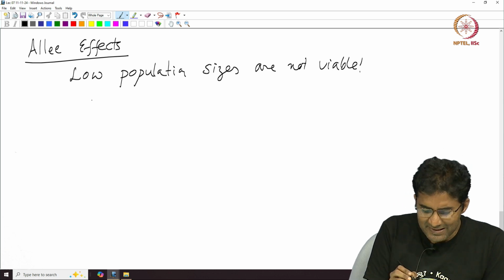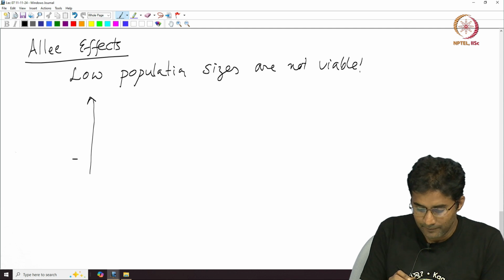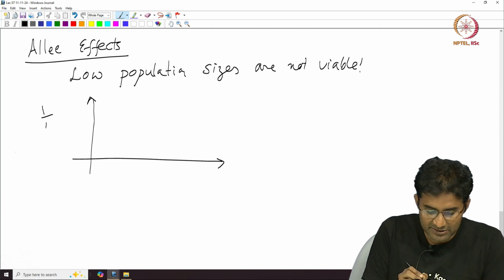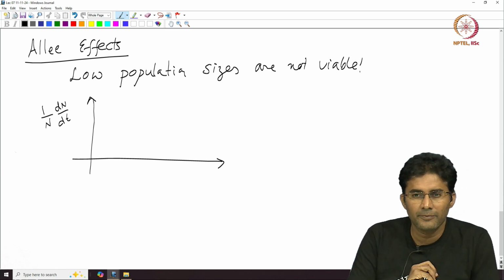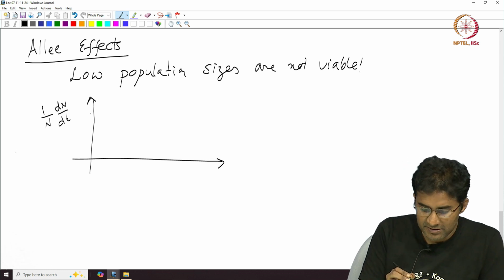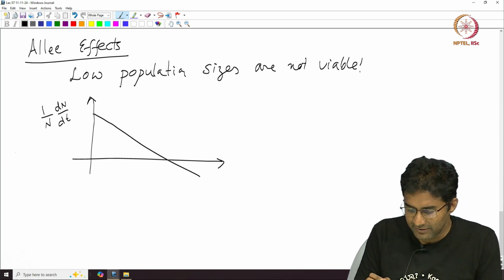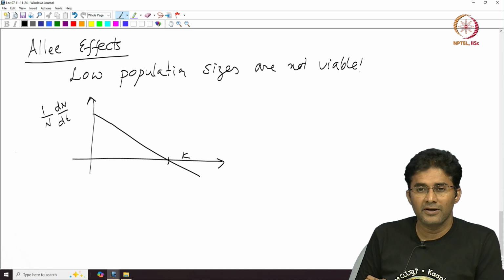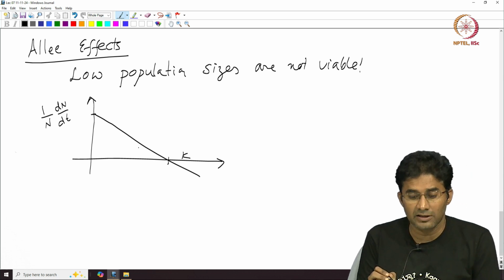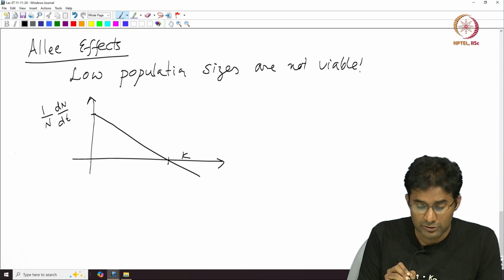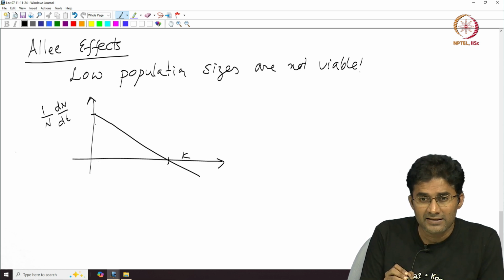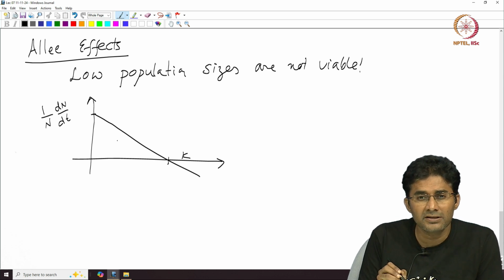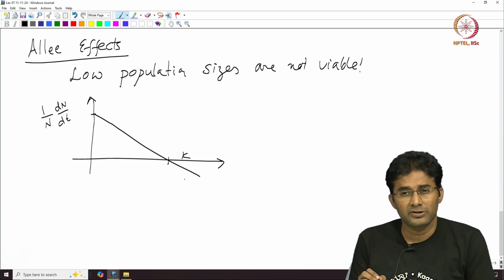To represent this, we can again plot the per capita growth rate. To contrast the Allee effect with the previous logistic model, let me first plot the logistic model, which looks like this. The per capita growth rate starts with a large value because low population size means low intra-specific competition, and as the population size increases the competition increases, therefore the per capita growth rate is reducing.